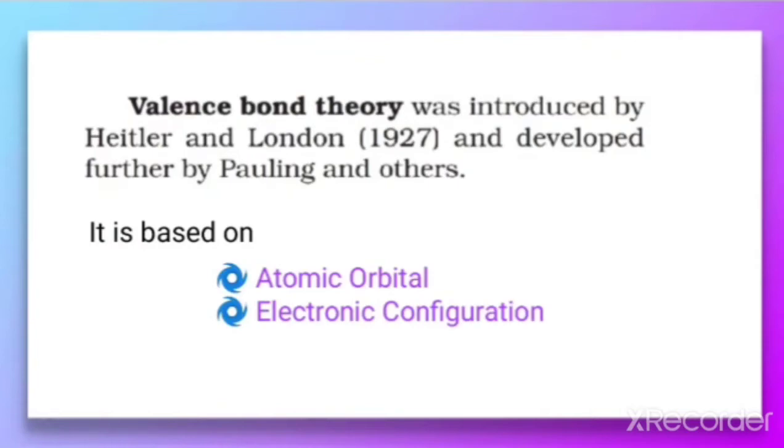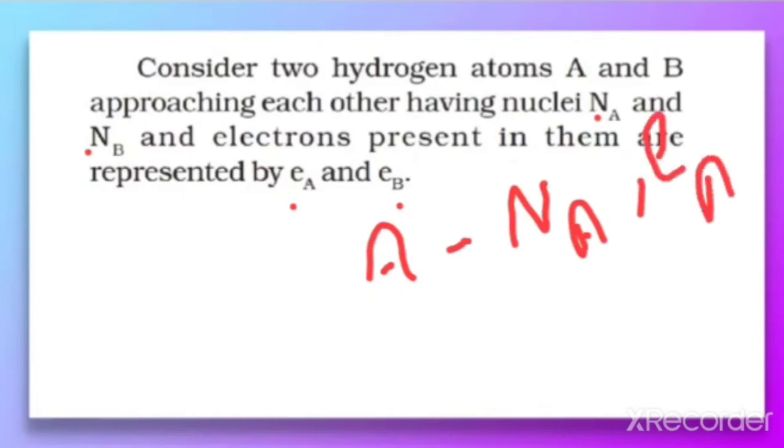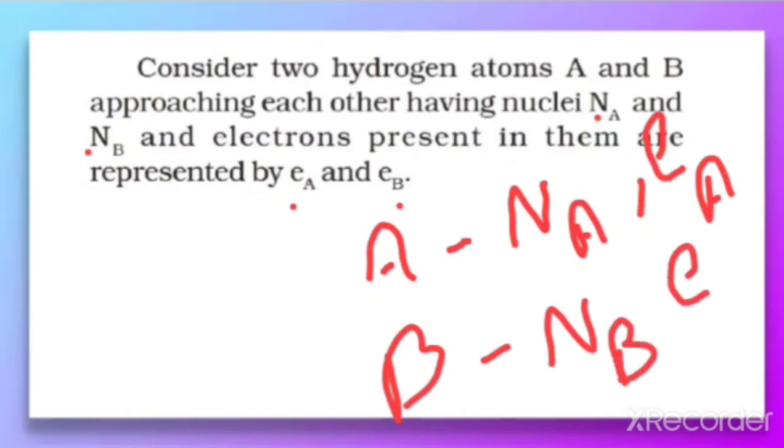Let us discuss this theory by considering two hydrogen atoms, A and B, approaching each other. Let the nucleus of hydrogen atom A be Na, and the nucleus of atom B be Nb. Since hydrogen has only a single electron, let the electron of atom A be Ea and the electron of atom B be Eb. So atom A has nucleus Na and electron Ea, and atom B has nucleus Nb and electron Eb.